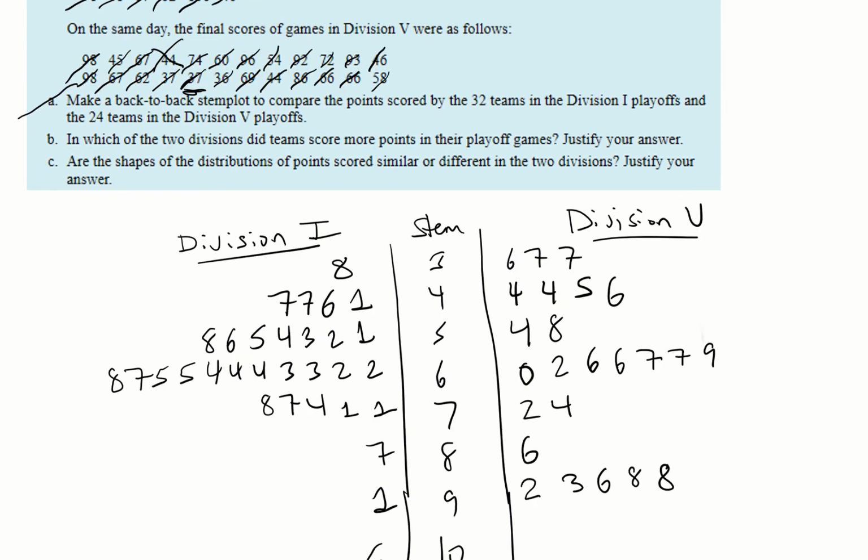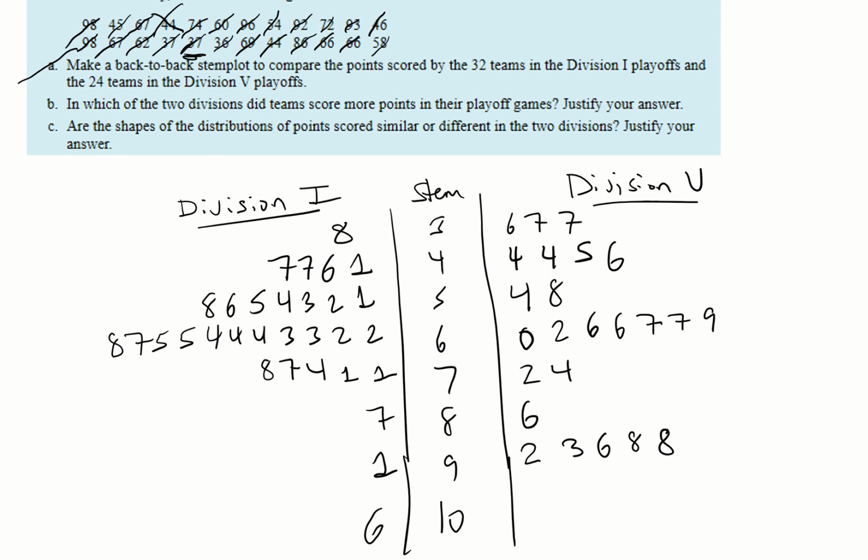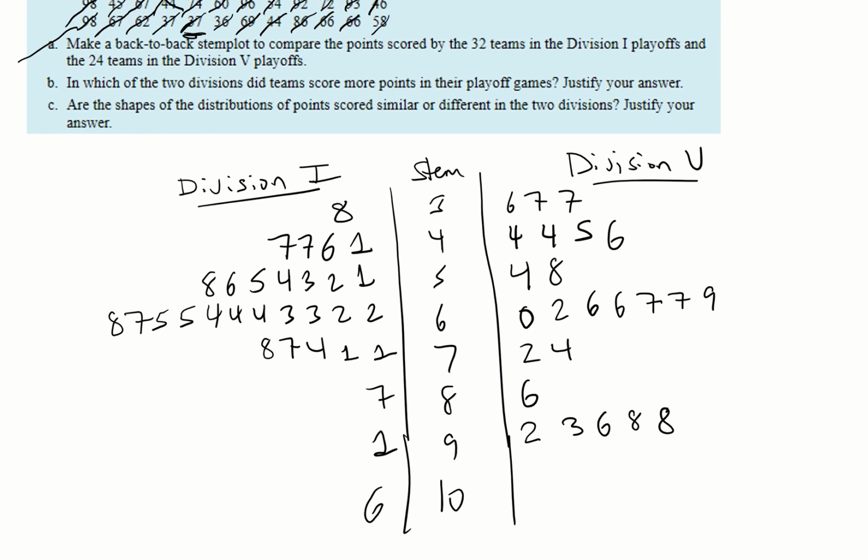For part B, in which of the two divisions did the team score more points in their playoff games? Justify your answer. So we basically are comparing the center. If we look at the center for Division 5, if you look at the distribution, most of the points seem to be in the 60 to 69 point region, maybe, around there. So most of the points seem to be around there.